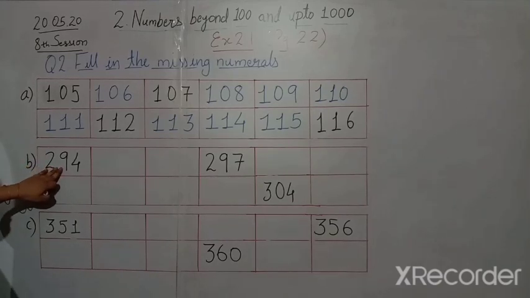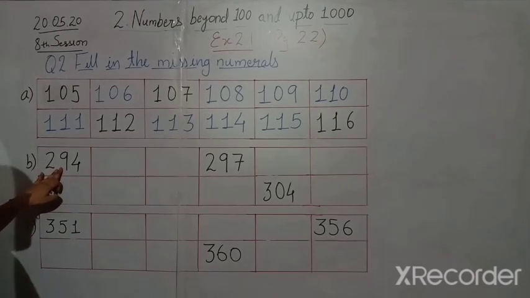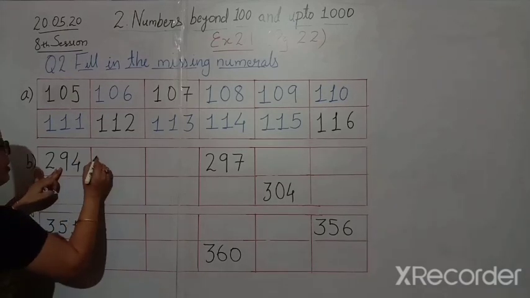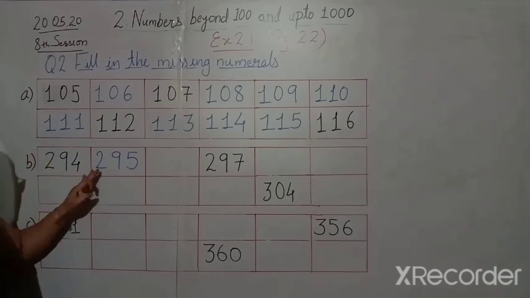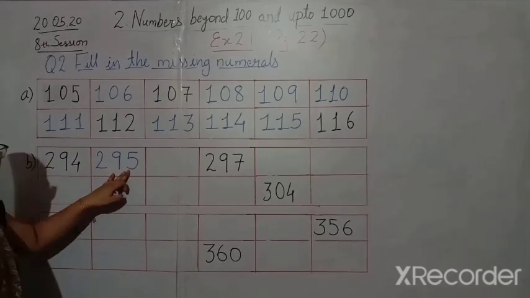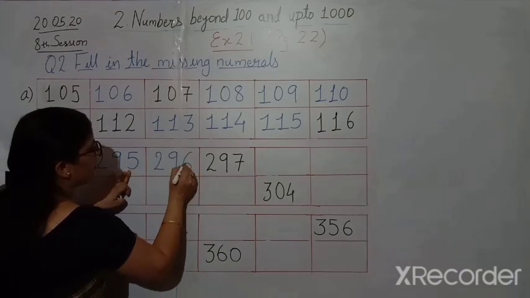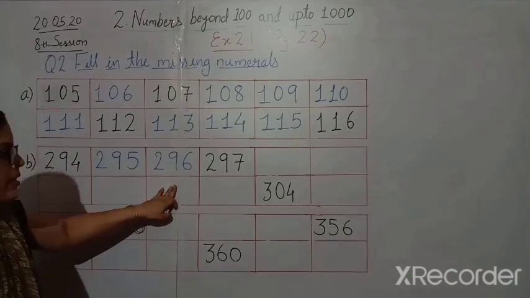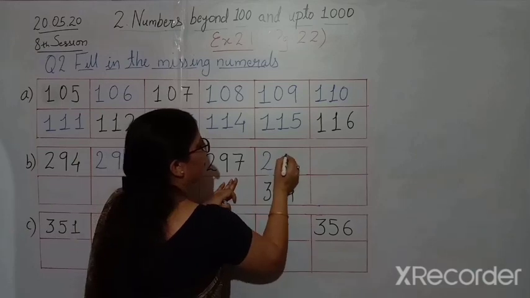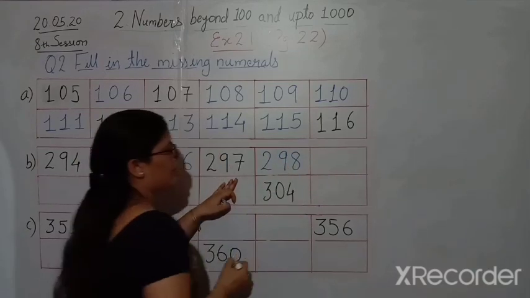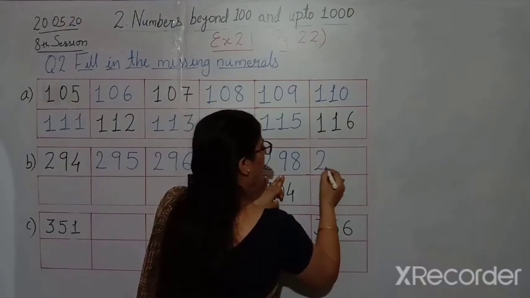The number begins from 294. So what will come after 294? 295. So we'll write 295. Then 296. 297 is given. Now 298. What will come after it? 299. So we'll write 299.